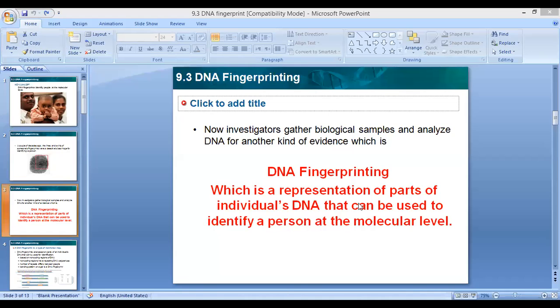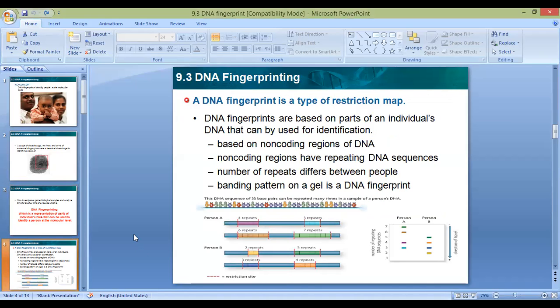Okay, so we said DNA fingerprinting represents part of an individual's DNA that can be used to identify a person at the molecular level. It is based on parts of individual DNA that can be used for identification. Which parts of DNA? Non-coding regions of DNA. Non-coding regions have repeating DNA sequences.